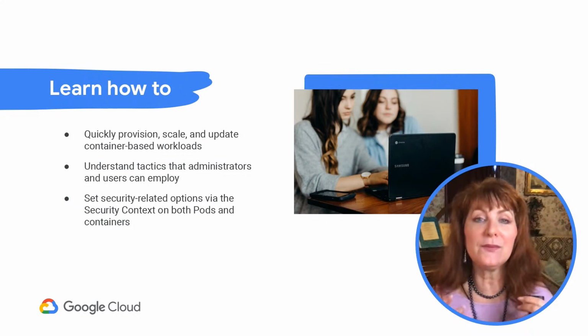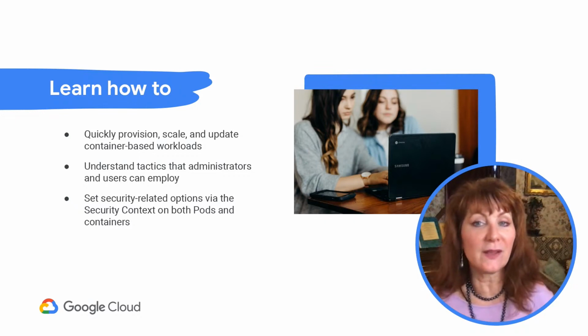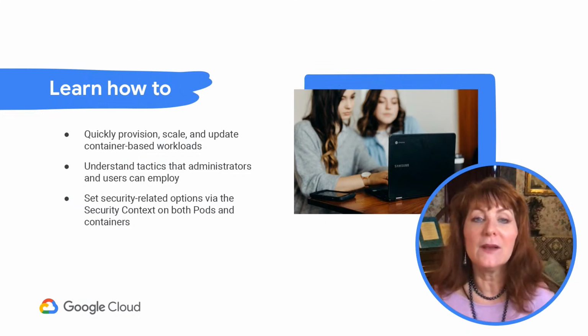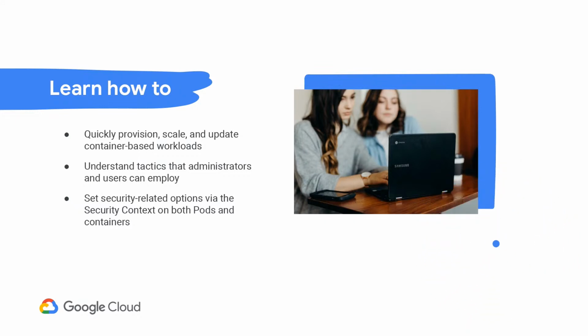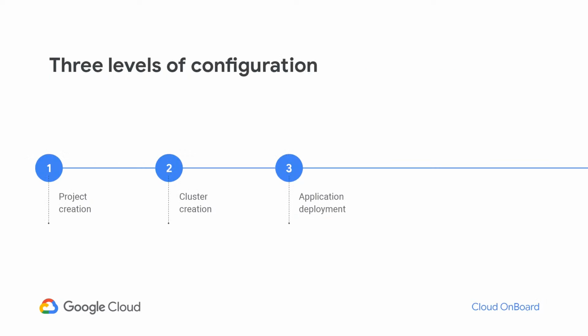Now, limiting the privileges of containerized processes is important for the overall security of your cluster. Google Kubernetes Engine allows you to set security-related options via the security context on both your pods and your containers. And these settings allow you to change security settings of processes like user and groups, available Linux capabilities, and the ability to escalate privileges. So let's talk about the 3 levels of configuration.